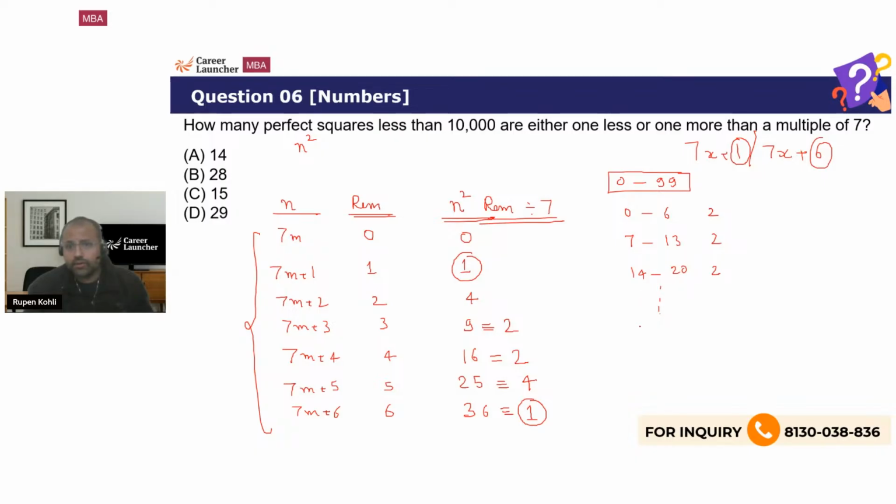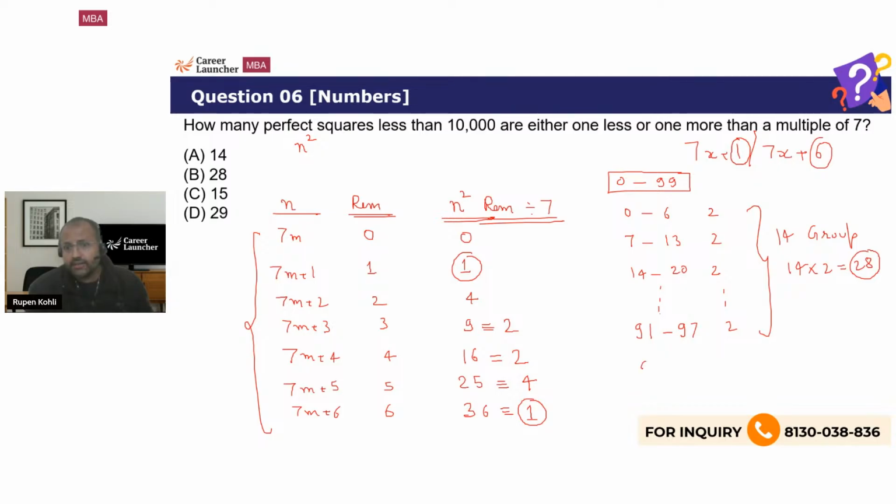So 0, 7, 14, dot dot dot, 91 is a multiple of 7, and then 91 to 97. So how many groups have I taken over here? Basically this is 7 into 0, 7 into 1, up to 7 into 13. So these are 14 groups. Each time I have two numbers which are favorable. So 14 such groups, each group has two favorable numbers. 14 into 2 is 28 numbers I have got so far.